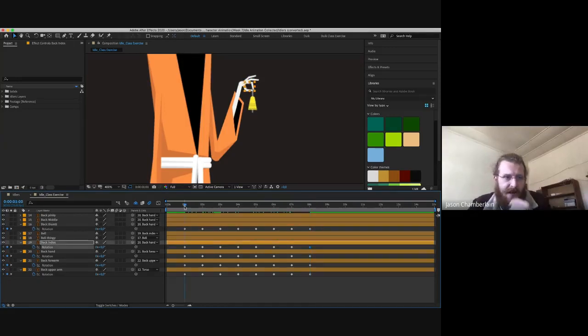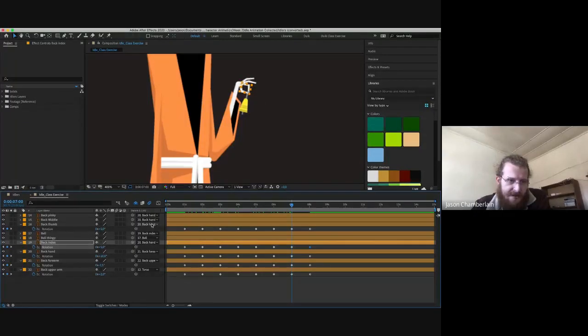Okay, so I'm going to read out the values for layers 16 and 19. So 0 and 0. Second keyframe reads negative 5, negative 5. Third keyframe reads positive 5, positive 5. Fourth keyframe reads negative 5, negative 5. Fifth keyframe, positive 5, positive 5. Sixth keyframe, negative 5, negative 5. Seventh keyframe, positive 5, positive 5, coming to rest at 0.